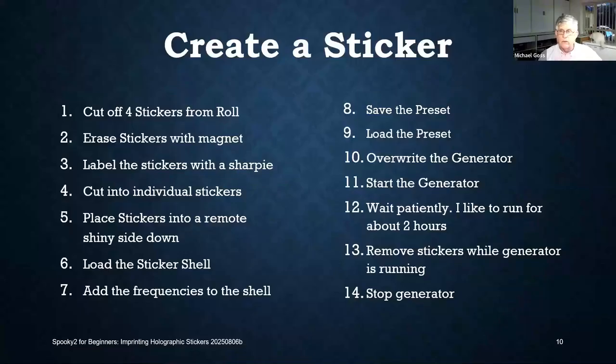I do 4 stickers at a time. I erase the stickers with a magnet. I've used a refrigerator magnet and just run it over it a few times, and that's it. I label the stickers before I cut them up because it's easier to do that way. So for instance, I'll put the foot on it and the date I made it, because I think they do have a shelf life. We'll talk about that later. I cut it into individual stickers, so I'm only doing 4 at a time.